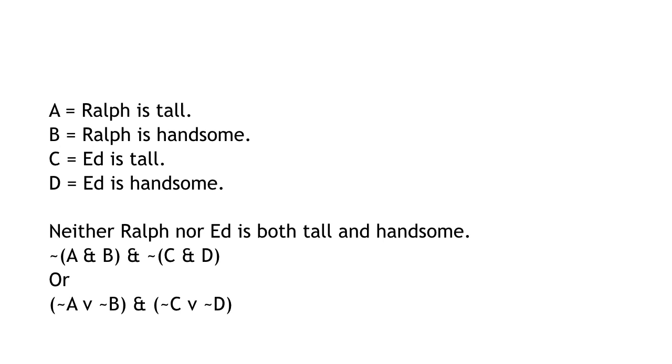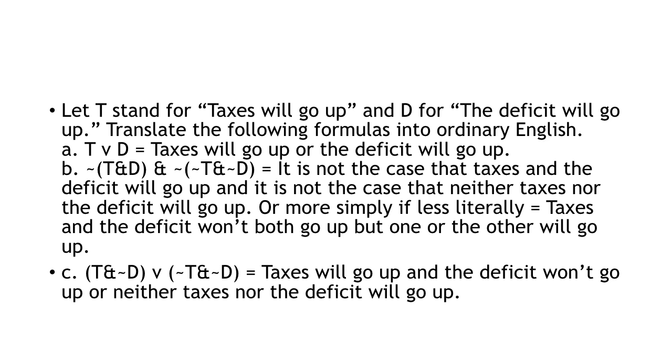All right, final slide. I'm going to go through the other ones pretty quickly. These are pretty wordy, but most of y'all didn't have problems with them. Okay, so let T stand for taxes will go up, and D for the deficit will go up. Translate the following formulas into ordinary English. T or D, very simple. Taxes will go up or the deficit will go up. Next, not (T and D), and not T and not D.